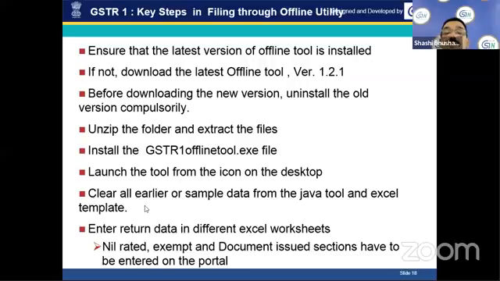Now, one thing also you have to keep in mind is that though the Excel provides 2 sheets of nil rated and exempt, and one sheet of documents issued, you don't have to enter data in these sheets because this data is not getting imported into the tool. These sectional data have to be entered directly on the portal. Always keep in mind that presently the nil rated and exempt section data and the documents issued section data have to be directly entered on the portal. These are not getting prepared in the offline file that you are uploading.